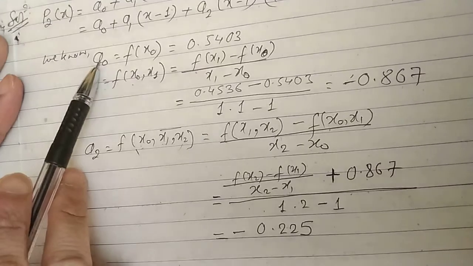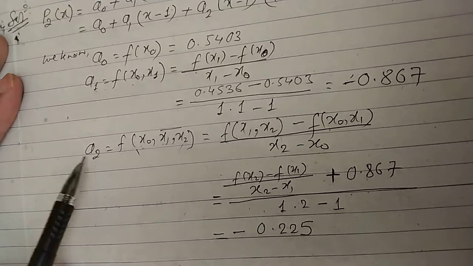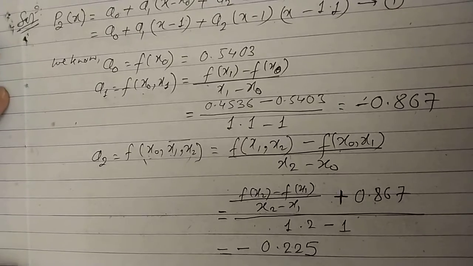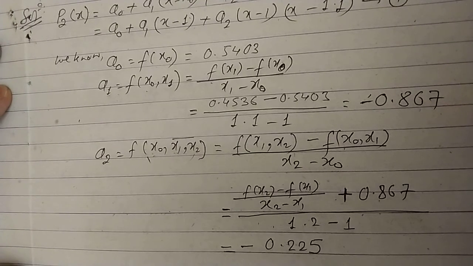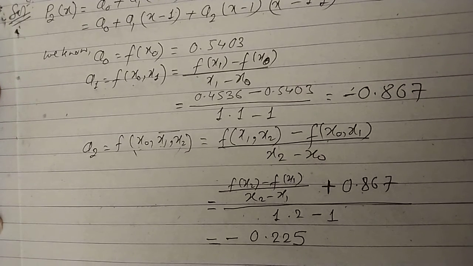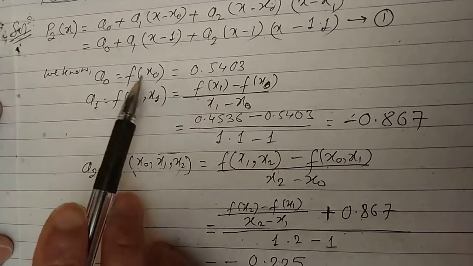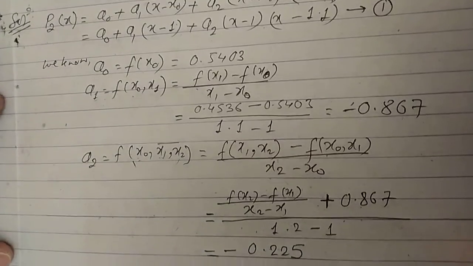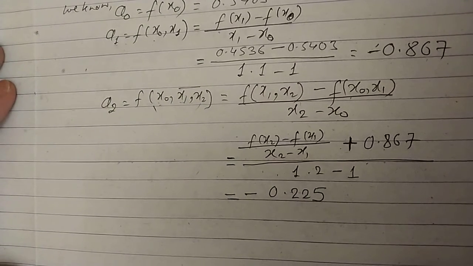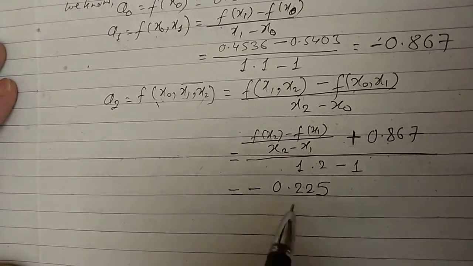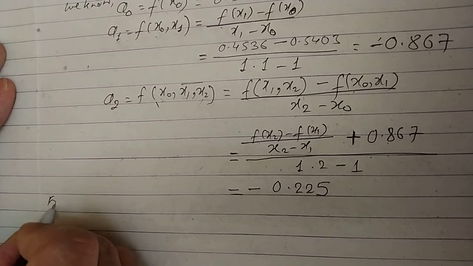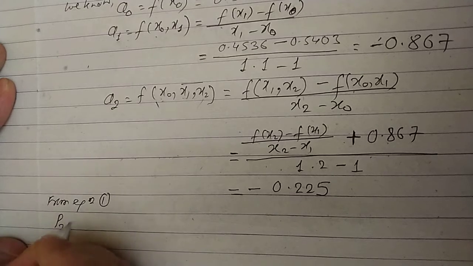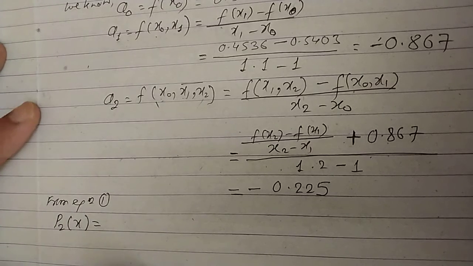So we have calculated a0, a1, a2. We have calculated these points. So put these values in equation number 1, okay, P2(x). So from equation 1, if we substitute these values, what do we get? From equation number 1 we have P2(x) that will be equal to what?